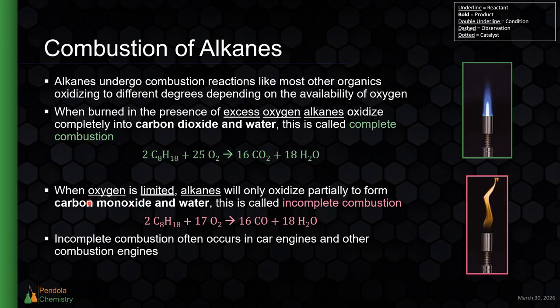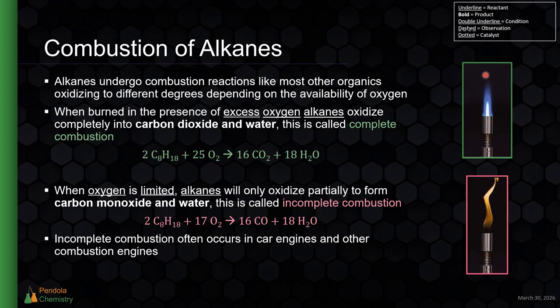So with that small change in conditions, with the oxygen being limited instead of in excess, we actually get a different product, which is the carbon monoxide instead of the carbon dioxide. All right. So that changes your balancing, of course, that changes the product. So you gotta be careful with organic chemistry. Small change, one word, excess versus limited, is going to change the type of reaction that happens.